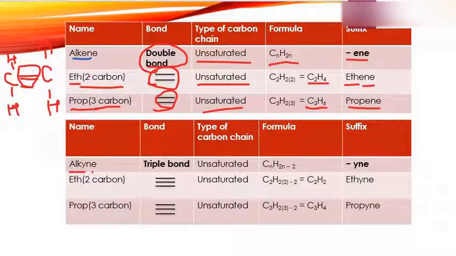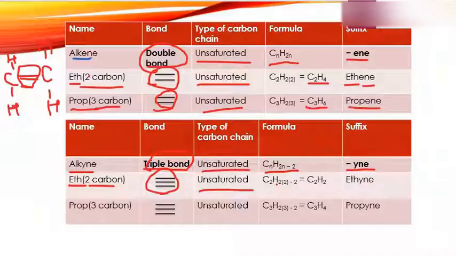Then we have alkyne which has the bond of triple bond and which is unsaturated carbon chain. The formula we use is CnH2n-2 and the suffix that we are using is ine. For example, eth with 2 carbons, triple bond, unsaturated, C2H2 which is formed as ethyne.